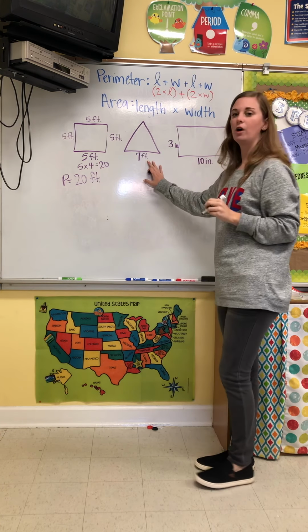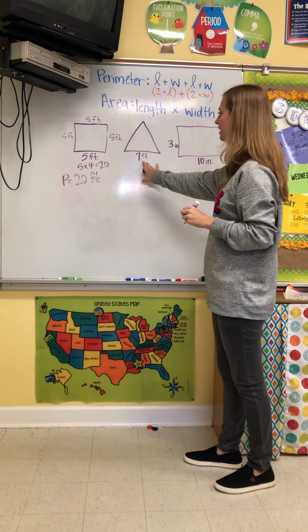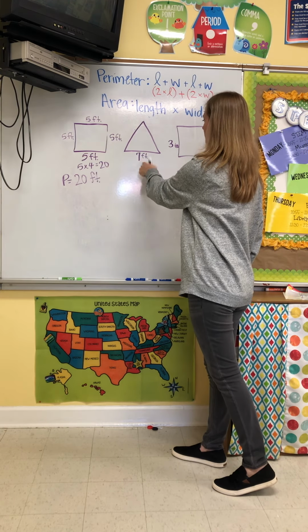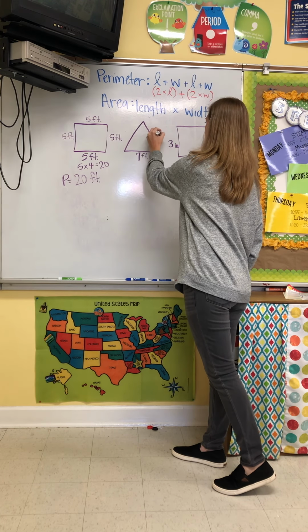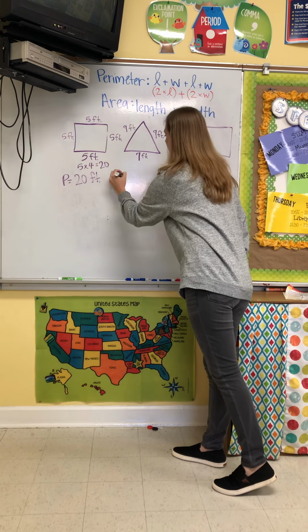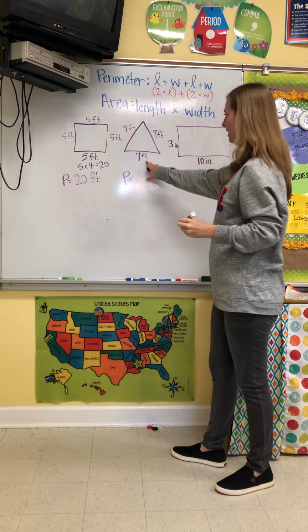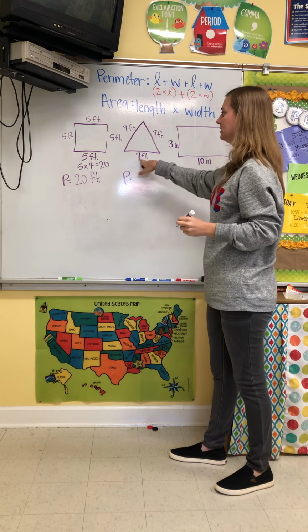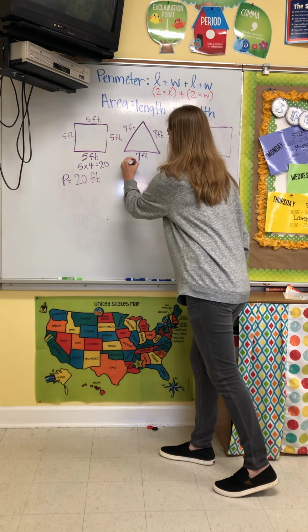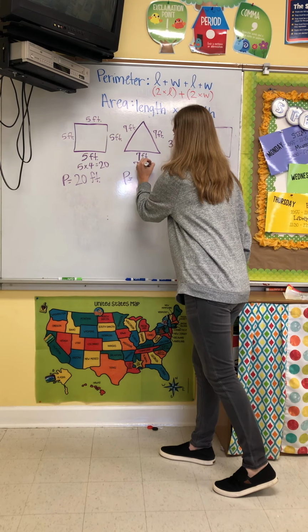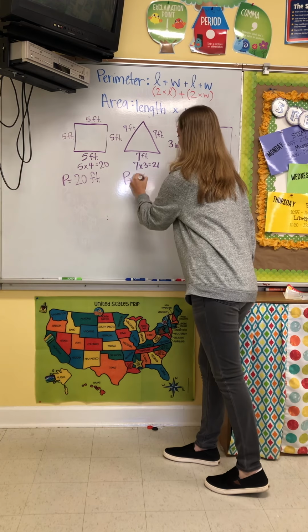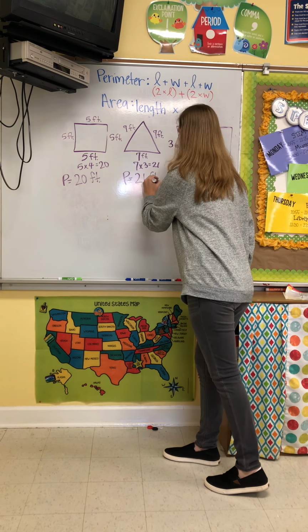Okay, let's move on to our equilateral triangle. The same way with our square. We have our measurement, so it's 7 feet. We're going to go ahead and label the rest of the sides. Okay, we're going to do the same thing. We're either going to add all of them together, or you can do 7 times 3 because we have 3 sides. So 7 times 3 is 21. So your perimeter is 21 feet.